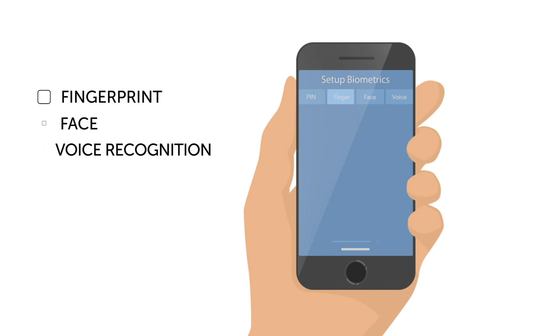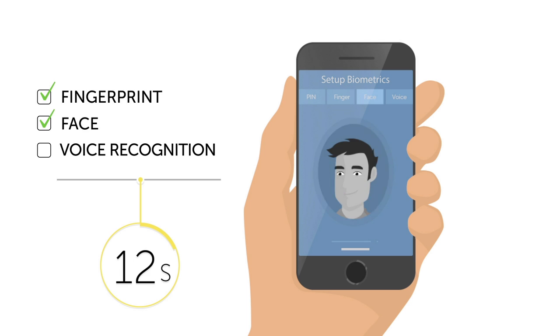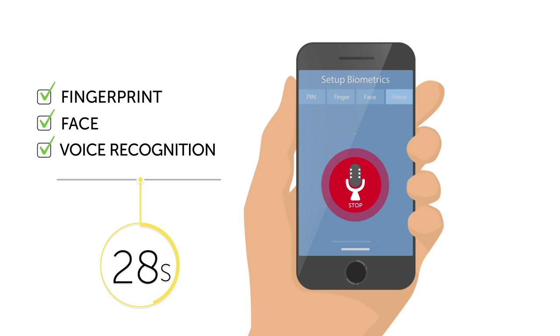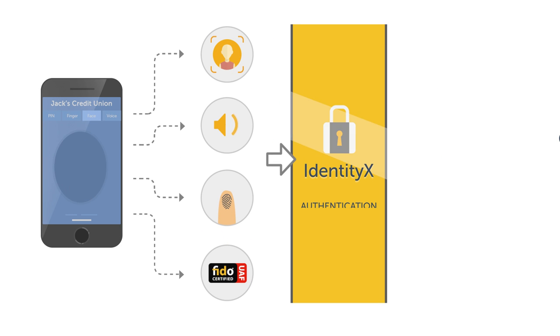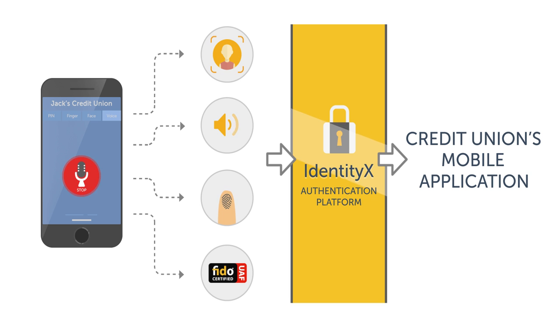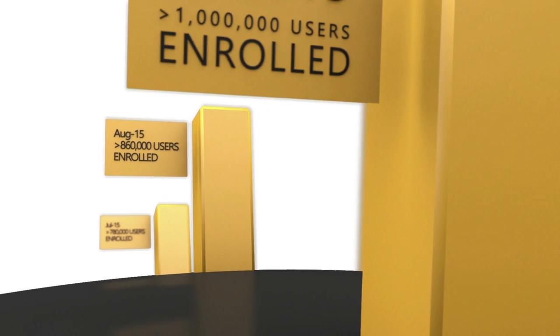And the setup couldn't be easier. Here he is setting up his biometric options for fingerprint, face, and voice recognition, all done in under 30 seconds. Jack's credit union controls the authentication process, deciding what biometric options are available and how to secure their systems. This isn't fiction, this is the future.